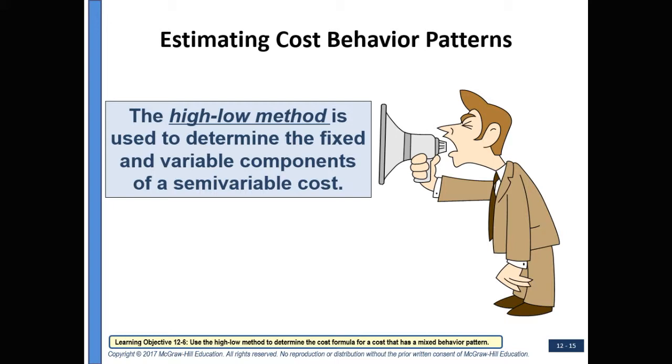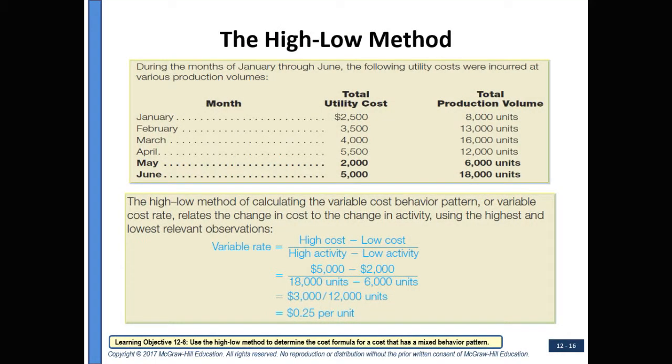When we're dealing with a semi-variable or a mixed cost, the high-low method is the one that we typically use to determine what the fixed component is and what the variable component is of this semi-variable cost. So we're going to illustrate the high-low method here in this slide. During the months of January through June, the following utility costs and total production volumes were determined by management. Management believes that utility costs are semi-variable in nature and asks that we determine if this is true. We use the high-low method to accomplish this.